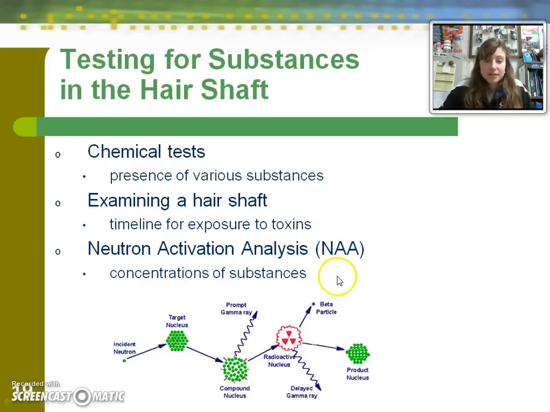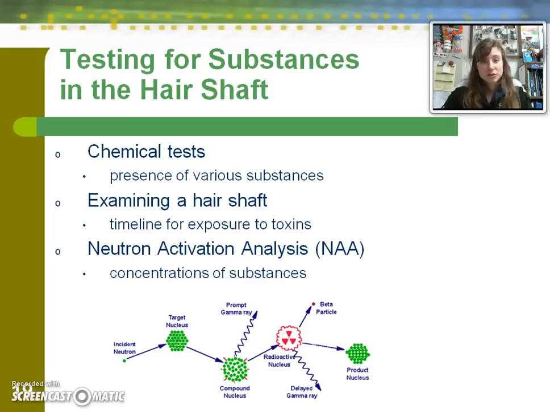Neutron activation analysis is also a way to evaluate elements in a sample, whether it's hair or something else. And this is something that involves basically bombarding a sample with neutrons, and the elements that you're evaluating form radioactive isotopes. Since those radioactive emissions are predictable for each element, we can determine the concentration of the elements in that sample based on the radioactive decay and signature that it gives.